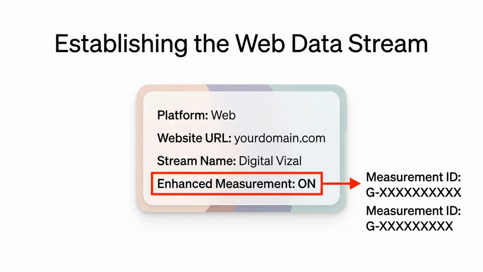Pay close attention to the measurement ID generated here. You should copy and save this ID securely. We will need it later when integrating with Google Tag Manager or other third-party tools. Once this is set, it typically takes up to 48 hours for data to fully populate, though real-time tracking begins almost immediately.